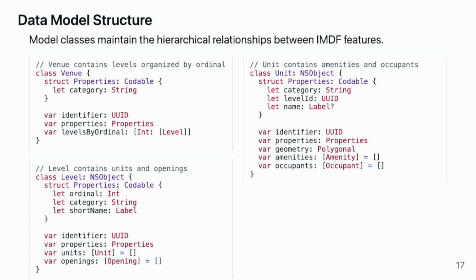The model classes maintain the hierarchy relationships we saw in the IMDF structure diagram. Venue contains levels, levels contain units and openings, and units contain amenities and occupants. Notice that amenity conforms to MLNAnnotation, which allows it to be displayed as a MapLibre annotation.